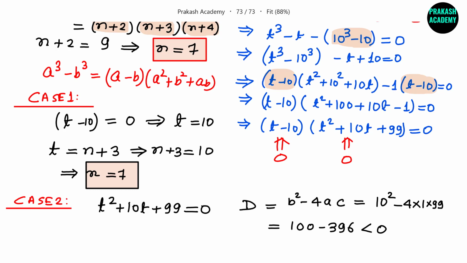So this means the discriminant is negative. This means the roots of this equation are imaginary. So we have imaginary roots here. So in this case, from this part, I will not get any solution for n. So the only one solution we have is n is equal to 7 for this equation.